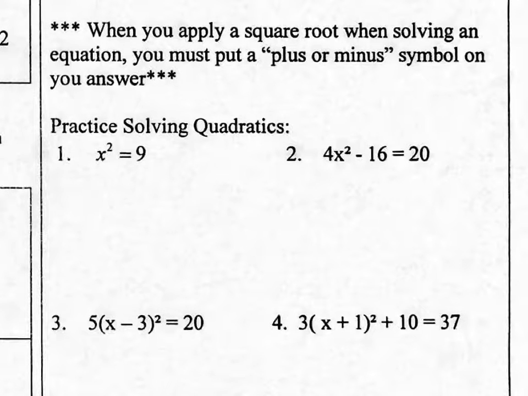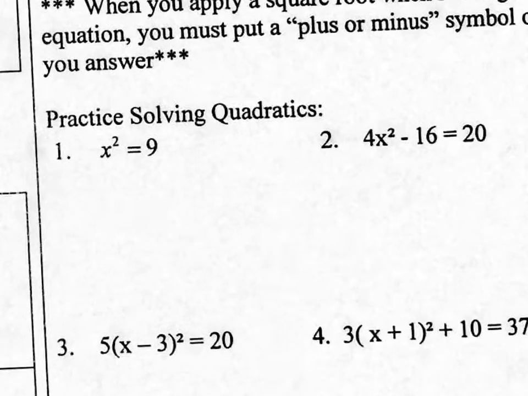So we're at the bottom right corner of the first page. When you apply a square root when solving an equation, you must put a plus or minus symbol on your answer. So let's solve this first one the way we know how to, which would be factoring and then using the zero product property. Now, what do I mean by this?